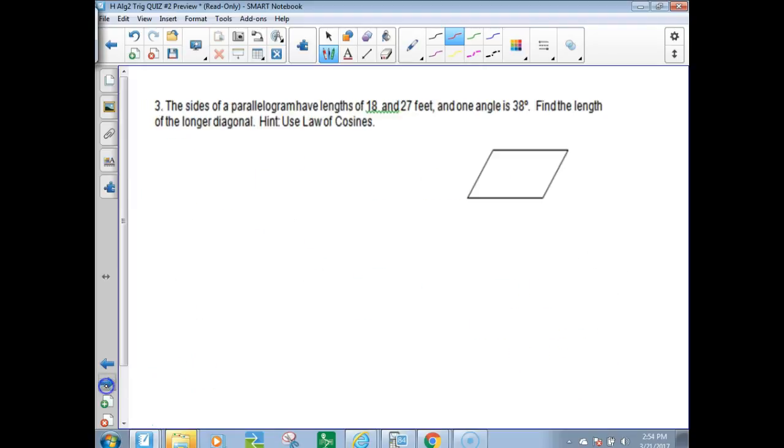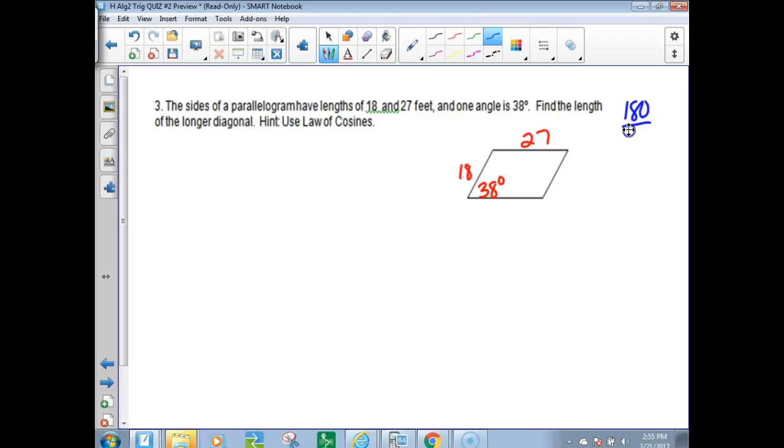Oh, someone's in your car. I'm sorry. All right, the sides of a parallelogram have lengths of 18 and 27, and one angle is 38 degrees. I'm thinking that must be the acute angle, right? Find the length of the longer diagonal and use the law of cosines. Well, do you remember something about the consecutive angles of a parallelogram? Yes, they are supplementary. Consecutive angles are supplementary. So what's that angle in the corner?